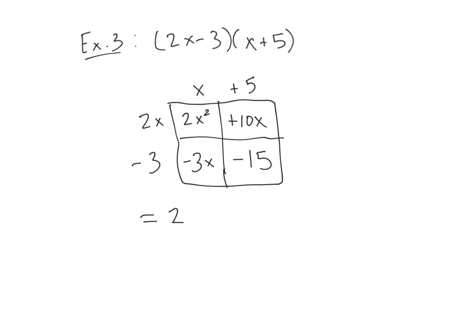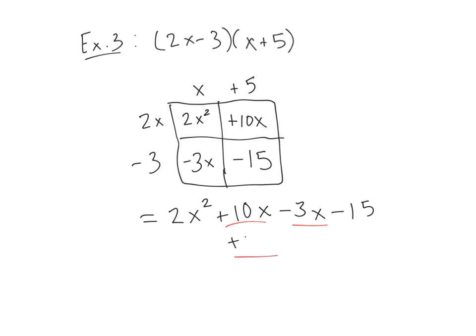Top left, I have 2x squared. Top right, plus 10x. Bottom left, minus 3x. Bottom right, minus 15. Again, that's kind of a messed up 3, so I'm going to fix it there. Once we're here, we have to combine that like term. So plus 10x and minus 3x, what does that combine to? Combine the like term and enter your answer when you're ready.